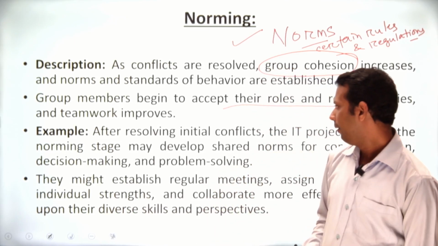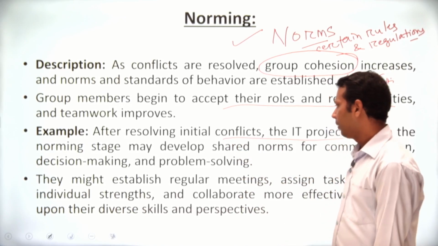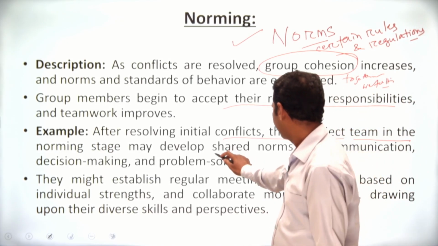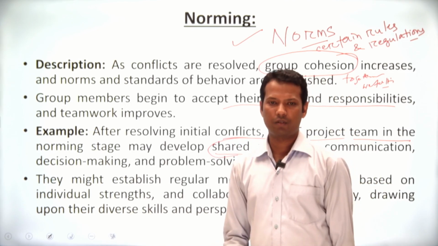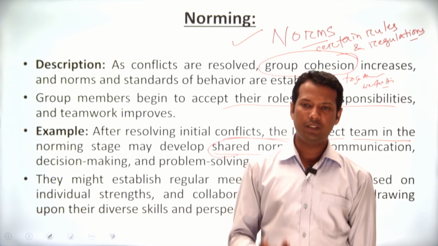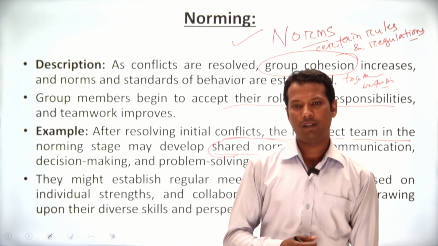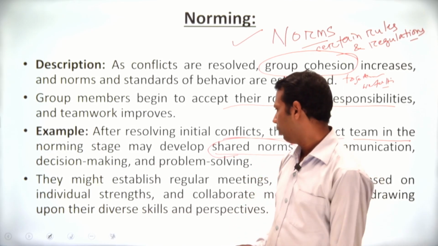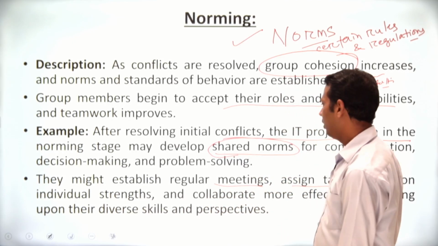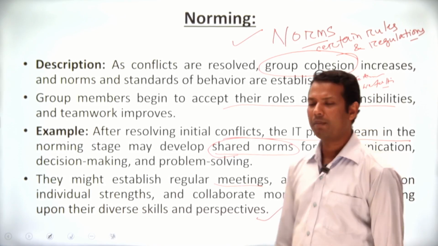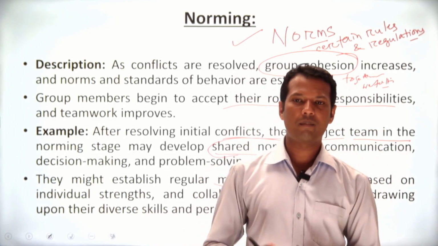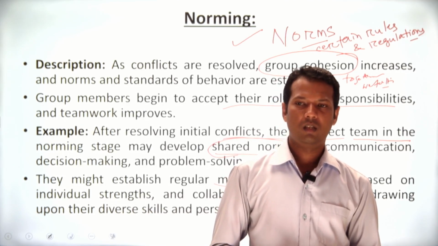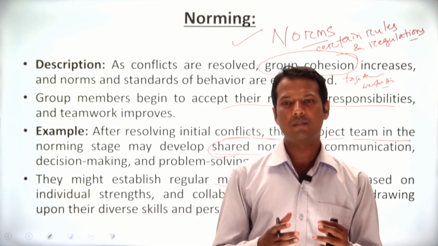So let's say after resolving the initial conflict, the IT project team is in the norming stage, which means they develop shared norms for various kinds of communication, decision making processes, and also for problem solving, if there is any. They also establish regular meetings, assign tasks based on individual strengths and collaboration. A lot of collaboration happens in this norming stage, because all the conflict has been resolved in the previous stage.